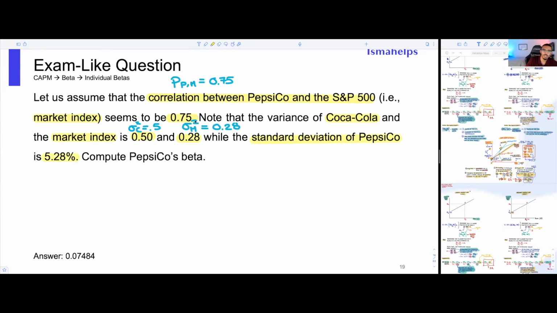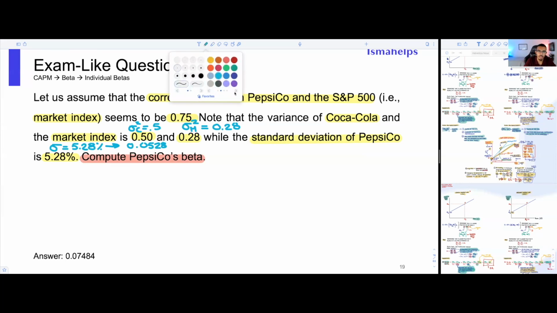So you have a lot of information. You could write this as standard deviation is equal to 5.28%. You could also write this, if you want to be cute, as 0.0528. And then, you know me, I like to highlight our good old mission. What is our mission here? In this case, it's to compute PepsiCo's beta. So to compute PepsiCo's beta, that's what we're solving for.